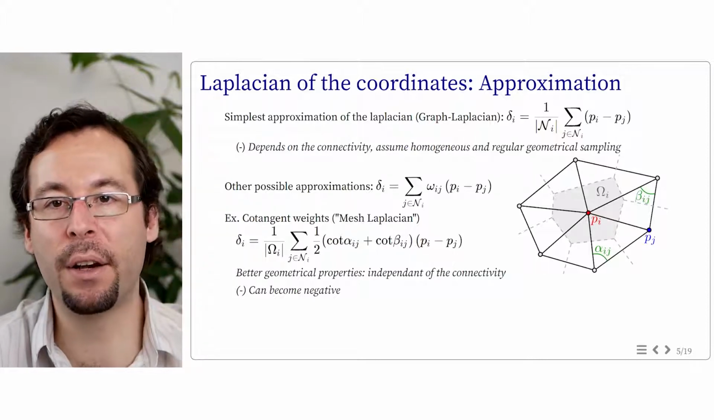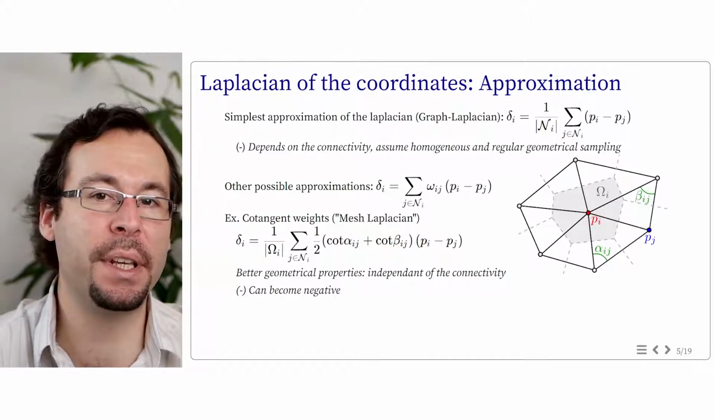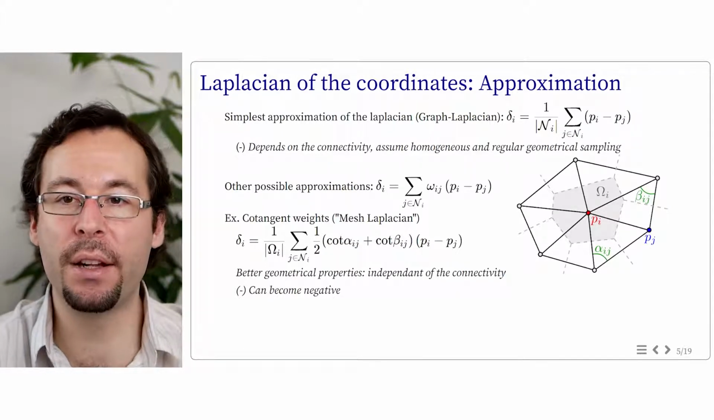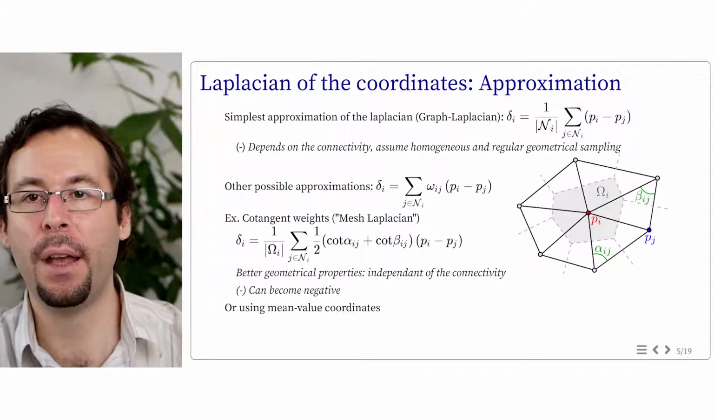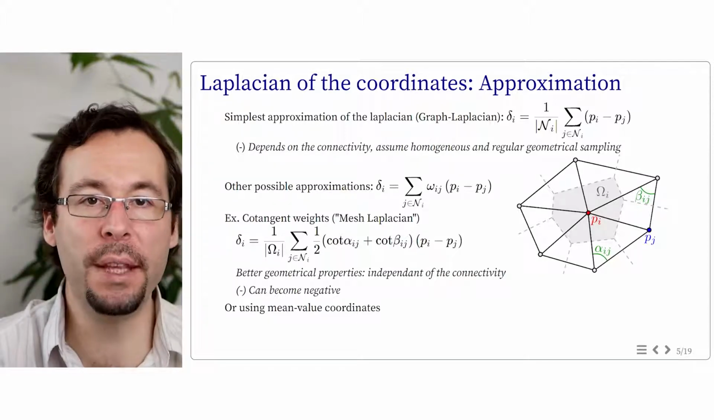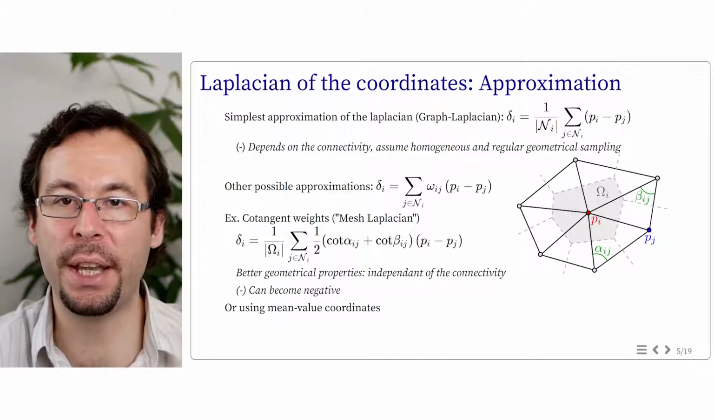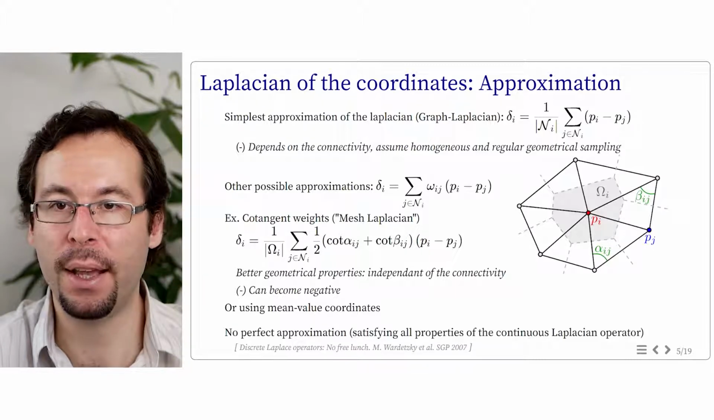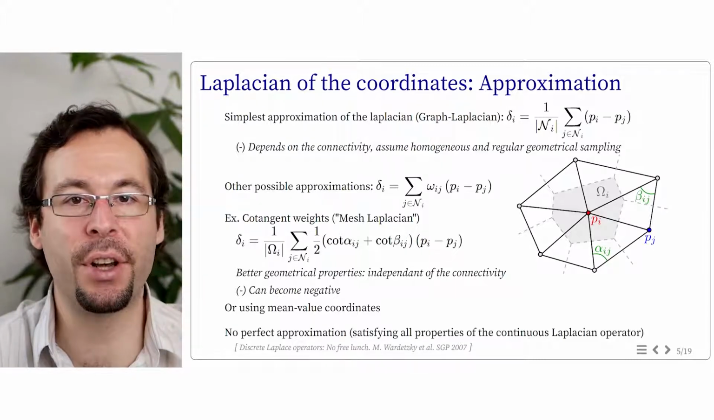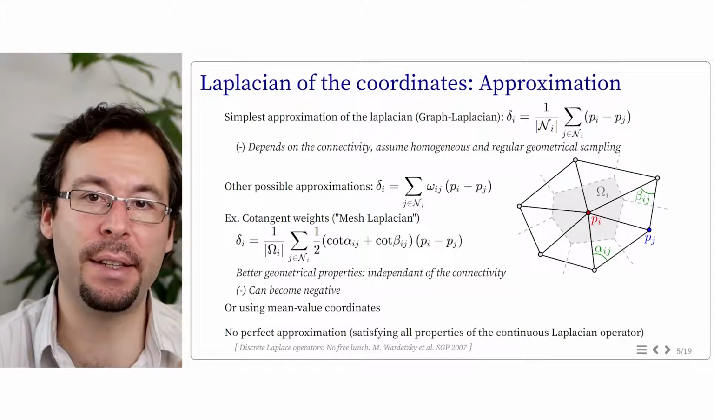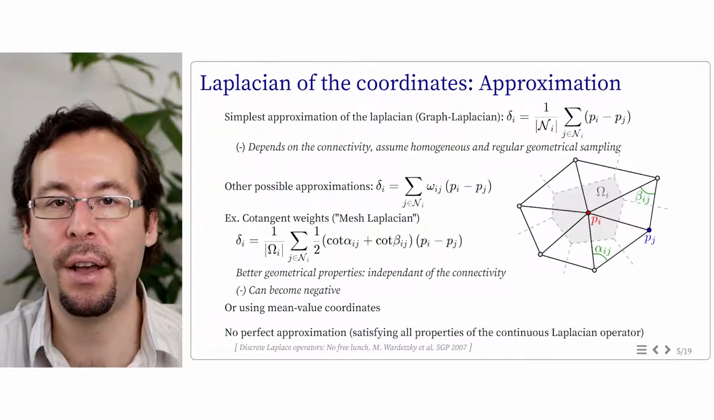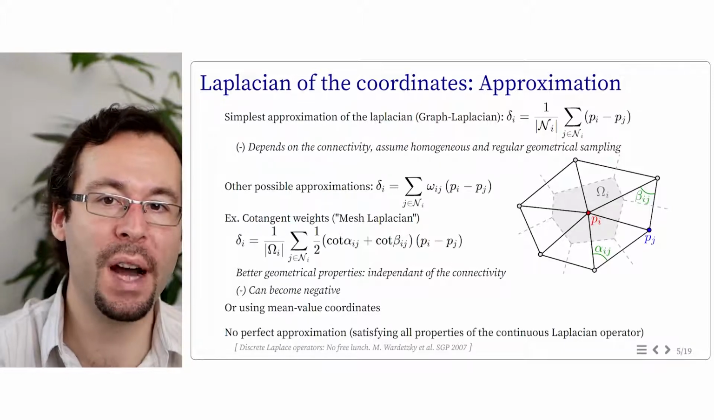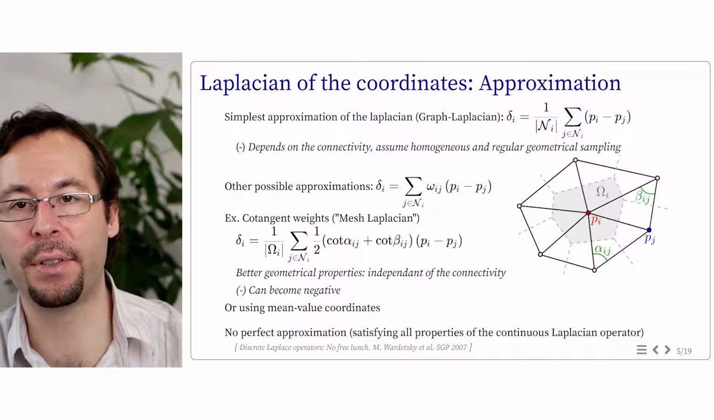One of the drawbacks of the cotangent weights is that the weights can become negative in some situations, typically when we have small angles or concave one rings. Note that we can also use the mean value coordinates we saw previously for cages, which are less accurate but remain positive. Actually, in 2007, researchers have shown that there is no perfect discrete approximation of the Laplacian operator that would work in all situations. So depending on the structure of the mesh, one may be more appropriate than the others.